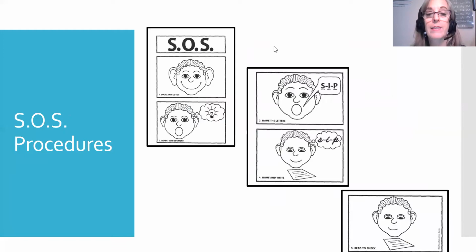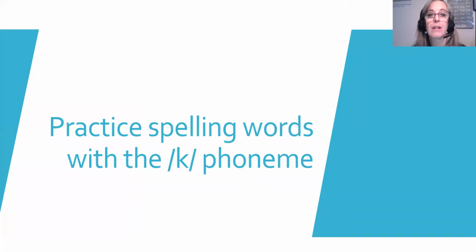Let's review the SOS strategy before we practice our words. First, you're going to look at me and listen to the word. Then you're going to repeat the word and segment it by its phonemes. Name the letters, then you'll name it and write it, and finally, we will check it. Are you ready to spell some words?